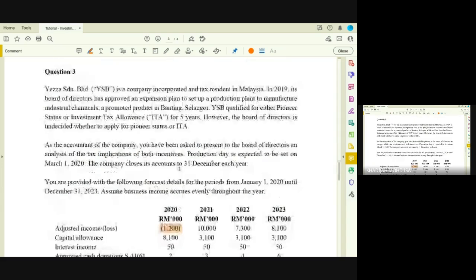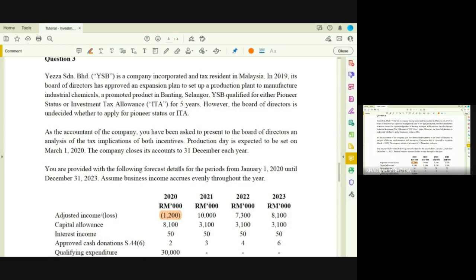So this is the most common question for exam, whereby you are given 5 years of information. You are going to compute both the pioneer status and the ITA. Once you did both computations, you have to look at which one is better for the company. So what are you looking at? Number one is what is the total exempt income for the 5 years. Which one is better, to have a higher or lower exempt income for the company?